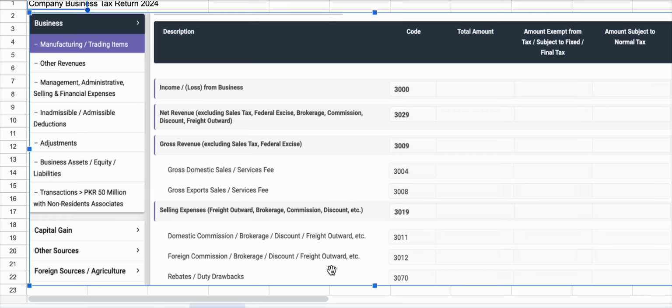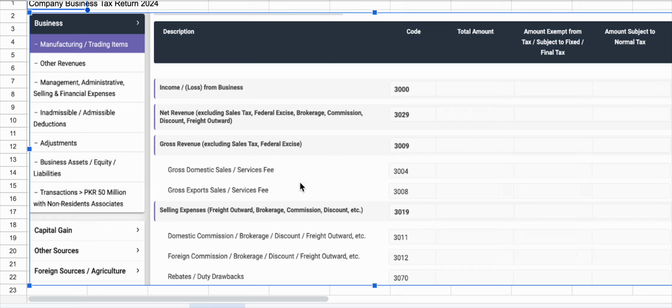as far as tax law is concerned, these incomes are just the starting point. These are not taxable income, meaning that gross domestic sales or gross export sales separately or together, which makes the gross revenue here in 3009, do not equal taxable income. Taxable income is something that will be calculated after we have entered all these data along with other things like tax credits and general deductions.